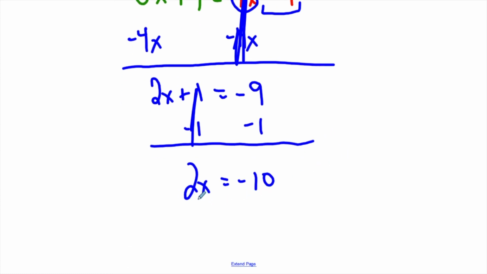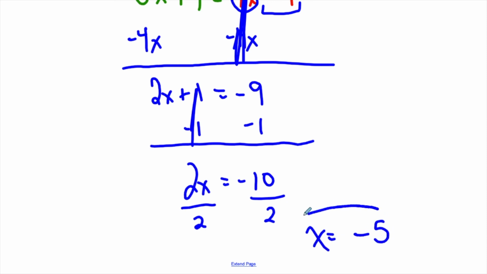Last step, I do want to separate the 2 from the x, so divide by 2, divide by 2. X equals negative 5. There we go.